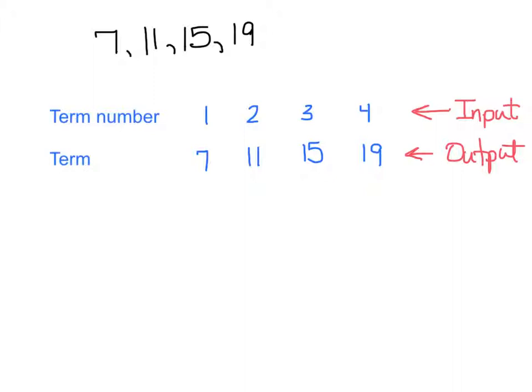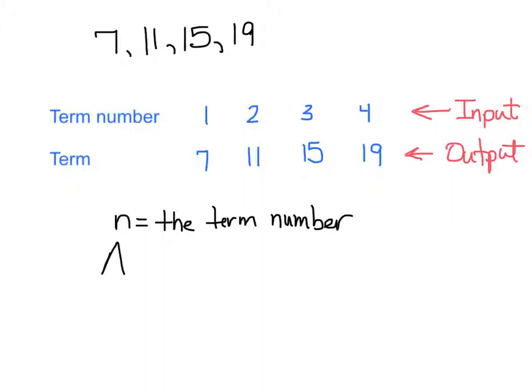A function rule, remember, is an equation. So we're going to write an equation for the sequence. Now, this is important. We always have to know what numbers we're going to use. You can use x and y, you can use whatever you want. I'm going to use n as the term number in the sequence.